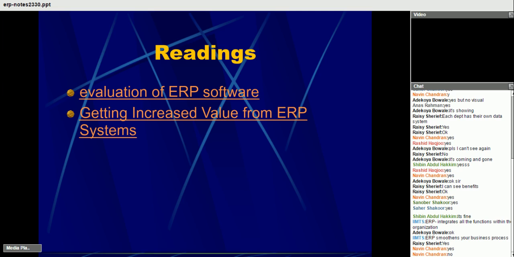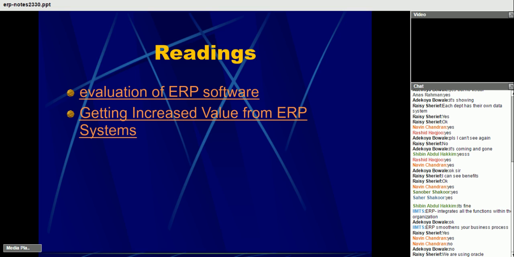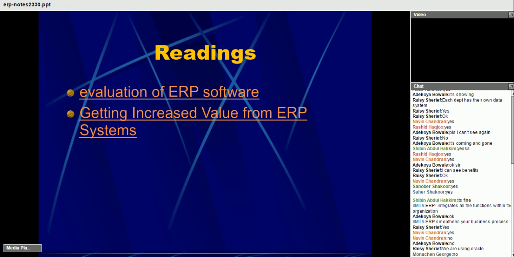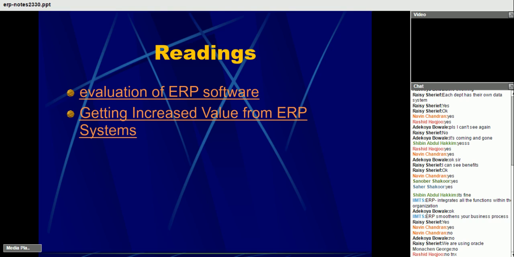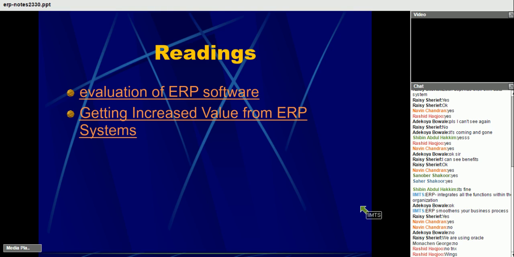Naveen says no. What about others? Tanavar, Rashid, Asya, Akshata, Anas, Rezi, Mohammed Saiful, Monachin. Okay, Rezi is saying we are using Oracle. That's great.